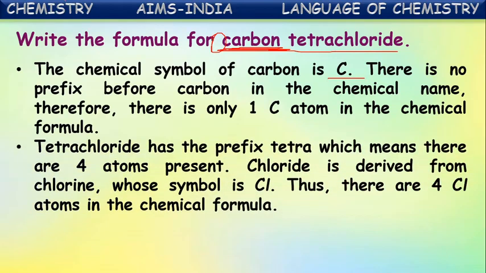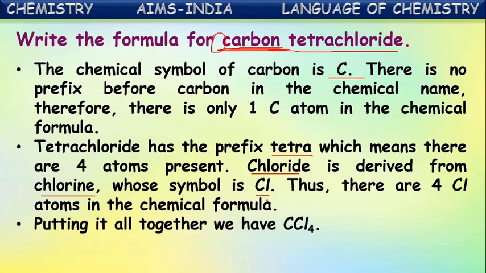Next, tetrachloride has the prefix tetra. Tetra represents four atoms, which means there are four atoms of chlorine. Chloride is derived from chlorine, so Cl is its symbol. So there are four Cl atoms in the chemical formula. By that we get the formula as carbon C and chlorine Cl, with tetra representing four chlorine atoms. So in total it becomes CCl4. The carbon tetrachloride chemical formula is CCl4. Okay.